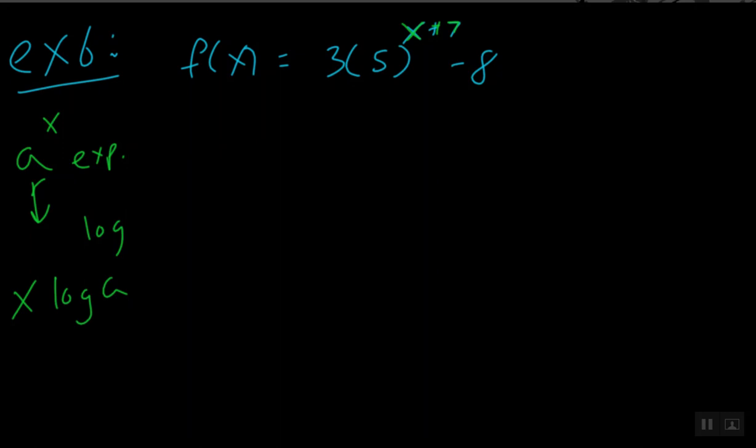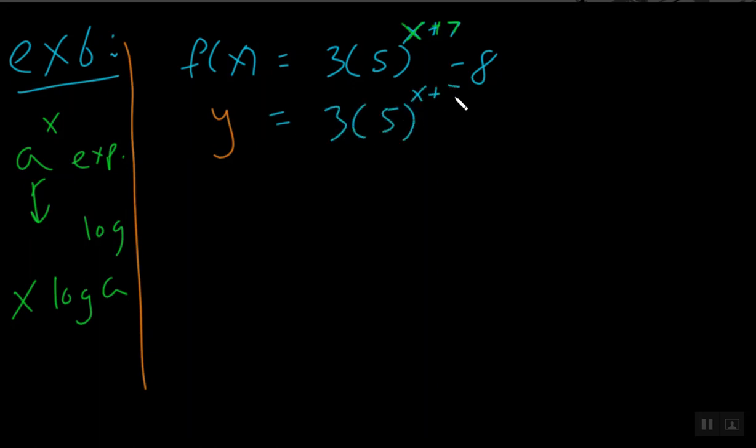So the first thing that we want to do is change our f of x into y. And say, okay, y is equal to 3 times 5 to the x plus 7 minus 8. And at this point, remember, when you are finding the inverse function, you take your y and your x and flip-flop them. So we have x is equal to 3 parentheses 5 to the power of y plus 7 minus 8.